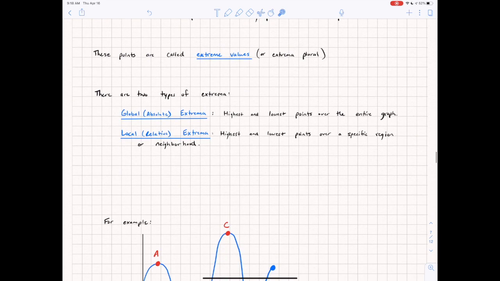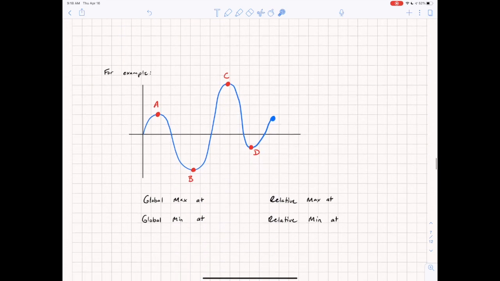I've got an example to practice this view of what it means to be global versus relative, absolute versus local. You'll see I've got a curve here in blue. Here's my function, and I've labeled some very specific points, A, B, C, and D. I'm not including the endpoint here since the graph doesn't continue. We don't know if the graph is going to curve back down or keep going up, so I can't talk about that one. The endpoints are never necessarily going to be included here. I'm really only going to focus on these specific points.